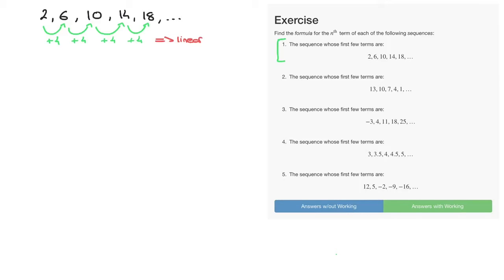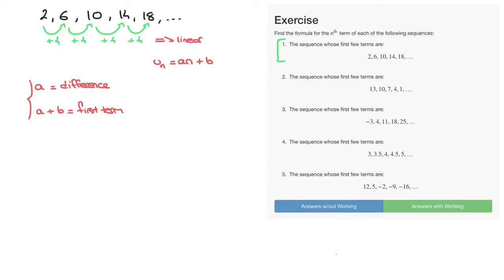And because it's a linear sequence, it must have a formula that looks like u_n equals a times n plus b. So our job here is to find the values of the coefficients a and b. And to do that, we have two equations for linear sequences. Those are a equals the difference, and a plus b equals the first term of the sequence.